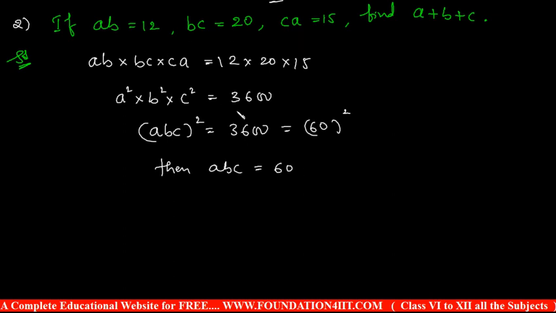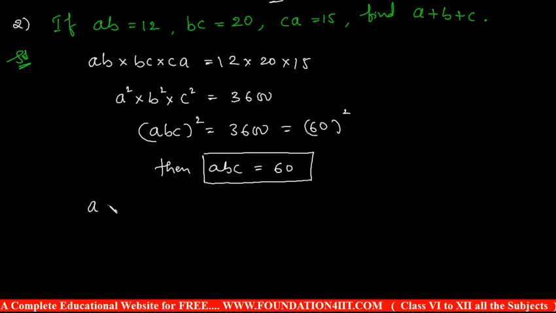Because everything is positive, A into B into C must also be positive. It should not take a negative value. Actually, A into B into C is plus or minus 60, but we should take only positive 60. Now, since A into B into C is 60 and AB is 12, we can find the A value.